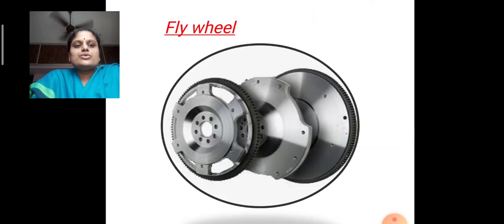The flywheel, which is an essential part in all automobiles, also works on the principle of moment of inertia.